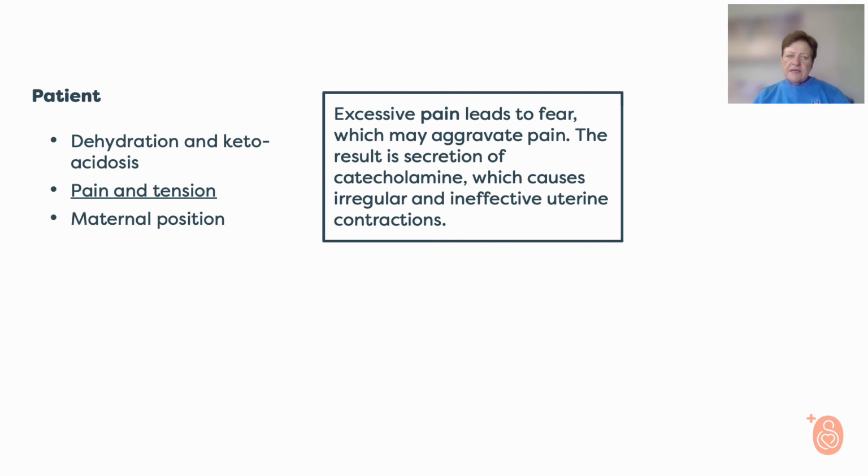The second aspect here under the patient is pain and tension. Now, I'm not going to elaborate on that. That's a very obvious one. Excessive pain also leads to fear, and it causes the secretion of catecholamines, which also cause irregular and ineffective uterine contractions. Pain usually leads to fear and leads to tension, and that also leads to tension of the cervical muscles, which also might lead to a slow dilatation of the cervix.